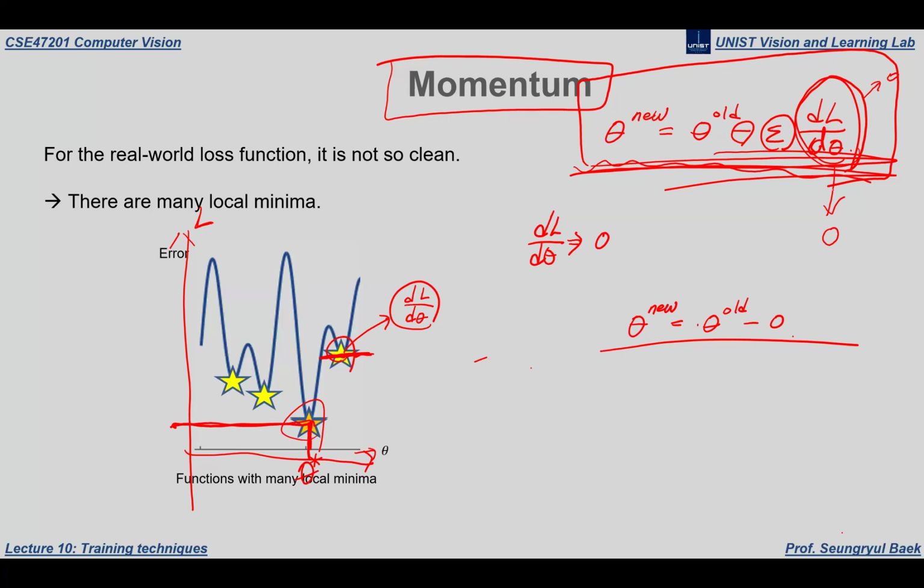Okay. So if it reaches exactly this point where dL/dθ is zero, then somehow the optimizer stops there forever, and we cannot reach the best parameters. Okay? We cannot reach here, which is the best parameter. Okay, are you guys understanding this?